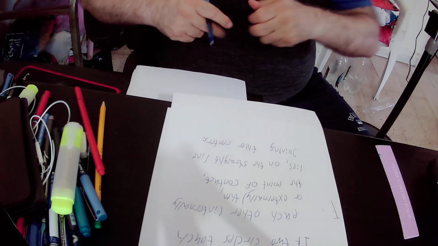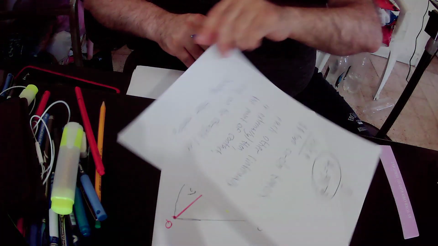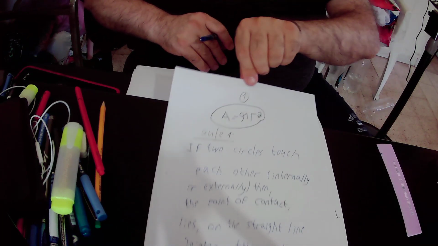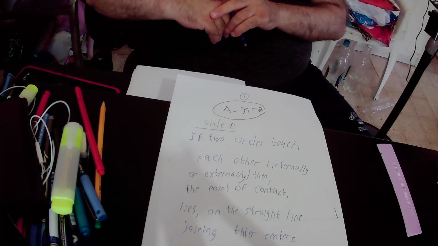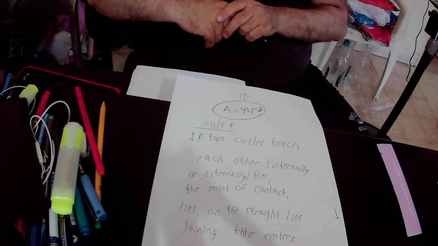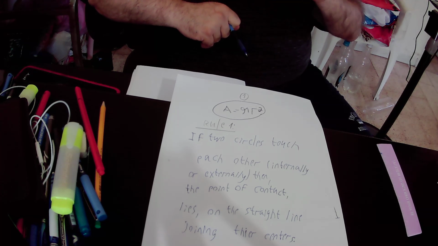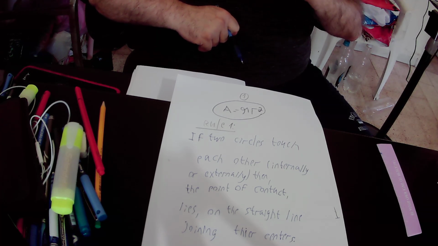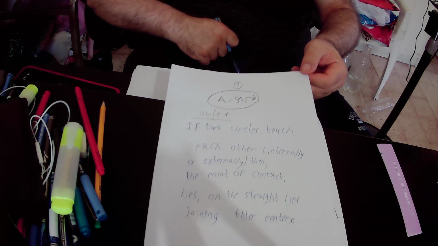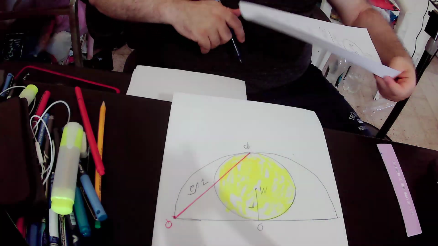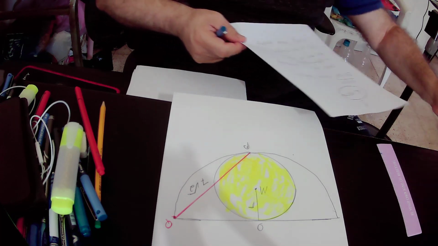So I will read rule number 1 again. Rule number 1 states that if two circles touch each other, either internally or externally, then the point of contact lies on the straight line joining their centers. Now I will explain the meaning of rule number 1 on our drawing.